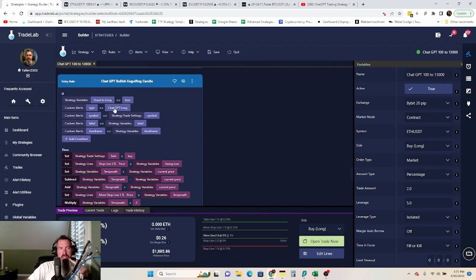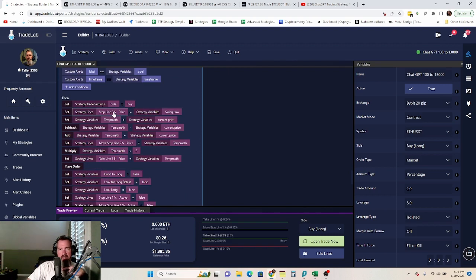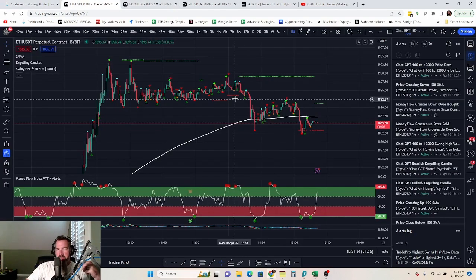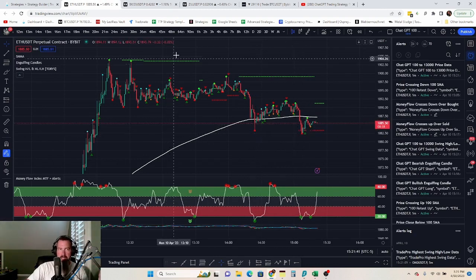Good to long is true. Get a long signal. Going to set the side to buy. We have multiple stop lines in this. I did a backup just in case the swing high or swing low is not right. If you're going long, you want the stop loss at the swing low, right? But sometimes your last swing low will be above the current price. So then it's not going to enter a long, or if it does, we don't want those lines on the chart.